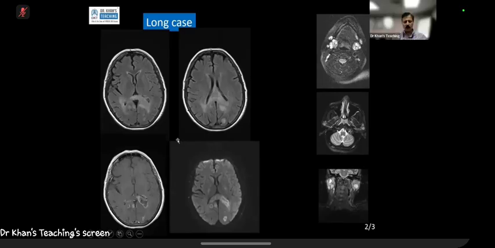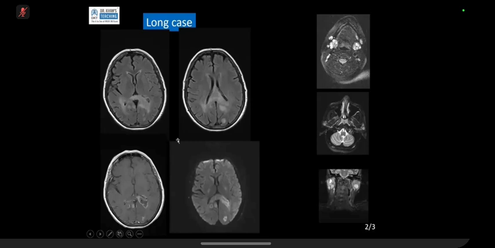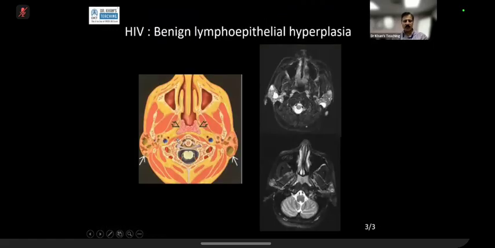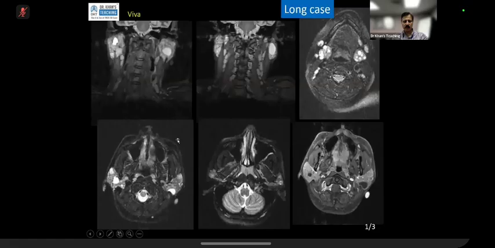PML? The corpus callosum. Hint. Corpus callosum is involved. Then it can be a lymphoma. Okay, I'll take over. Well done. So, this is an entity which is known as benign lymphoepithelial hyperplasia. And you have to know this entity to be able to diagnose what is happening.